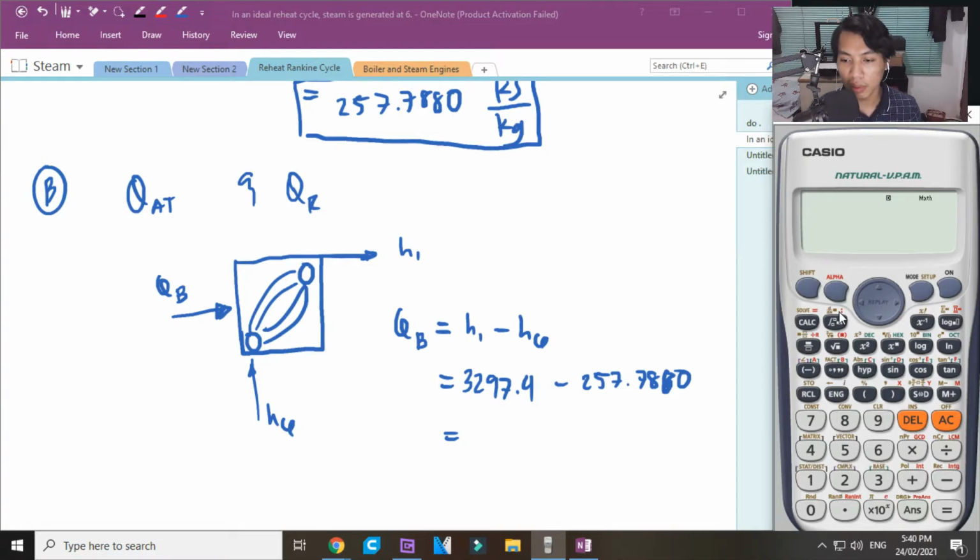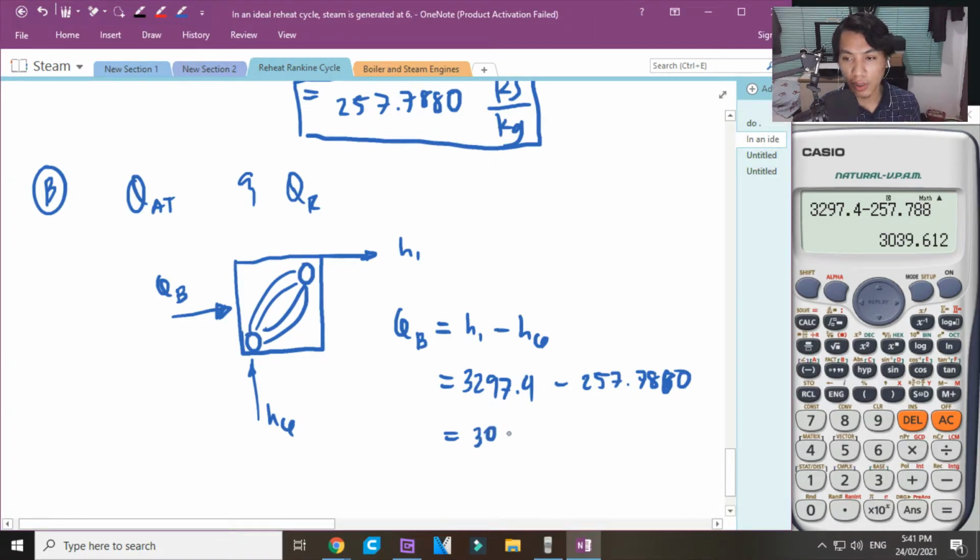But it's okay, let's just type in 3297. But in the board exam, store the values, just don't press shift clear. Everything gets erased. Minus 257.788. The answer is 3039.612 kilojoules per kilogram. That is the boiler heat added.